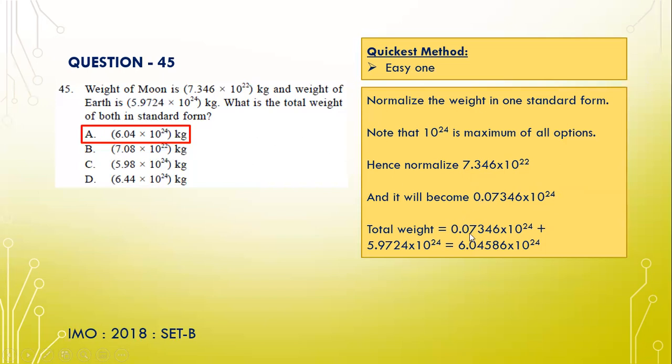Total weight will be 0.07346 into 10 raised to 24 kg, plus the weight of earth, 5.9724 into 10 raised to 24. So 5.9724 plus 0.07346 will be 6.04586 into 10 raised to 24, which is basically 6.04 into 10 raised to 24. But the real answer is 6.04586 into 10 raised to 24.